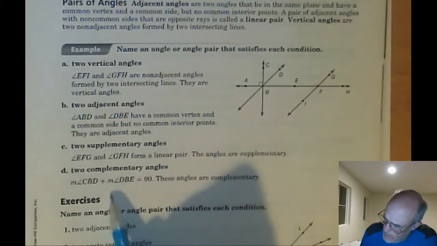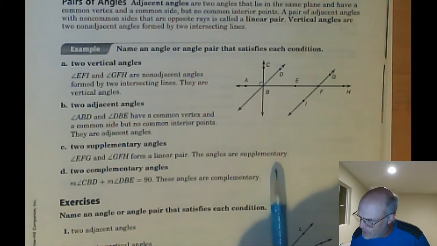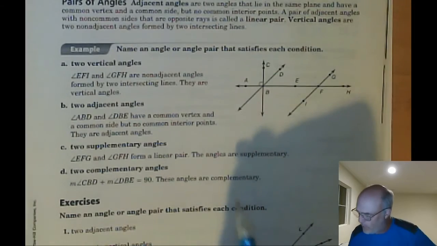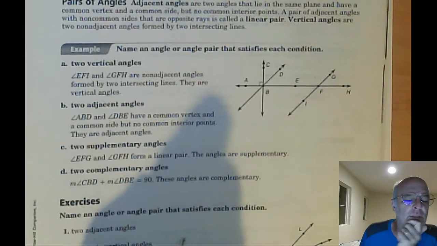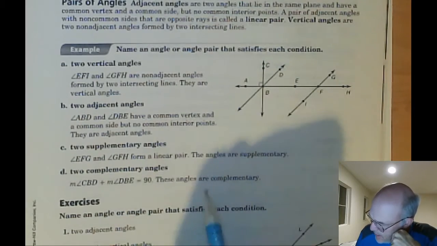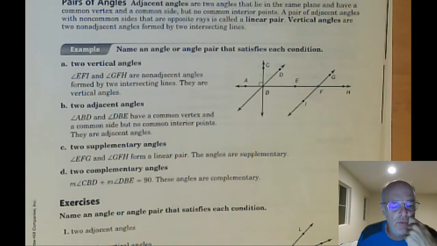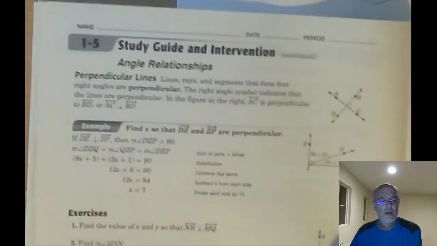Complementary angles are ones that add up to 90. Supplementary angles are ones that add up to 180. You can remember complementary adds up to 90, supplementary adds up to 180. C comes before S in the alphabet, 90 comes before 180. Maybe you can remember it that way. That works for me. And they've got some problems here, but I want to switch over to this.